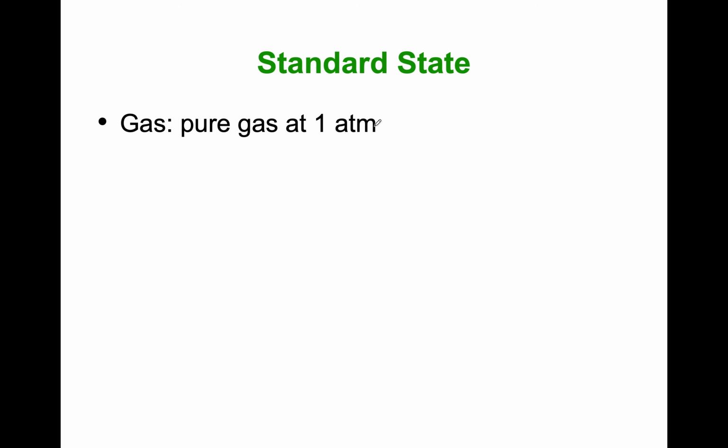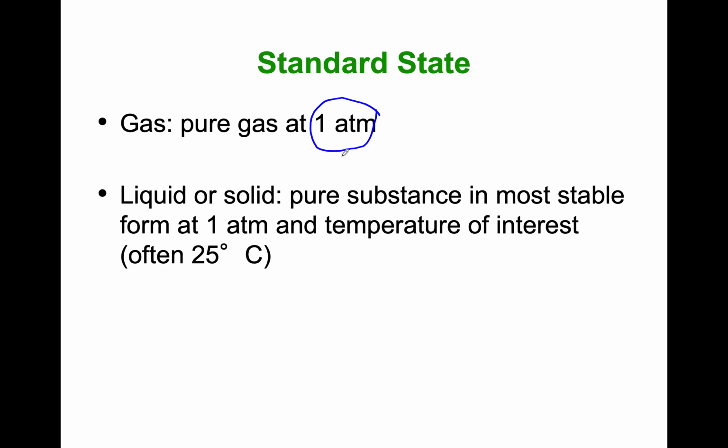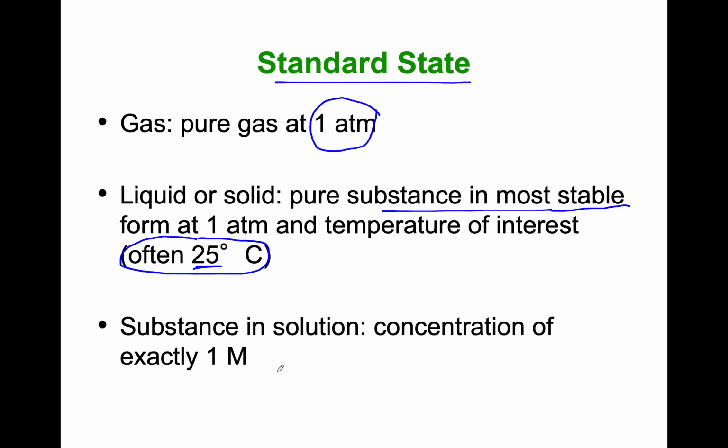If it's a gas, that means it has an actual pressure of 1 atmosphere. Okay. If it's a liquid or solid, it's the most stable form of the element, and the temperature can vary. Actually, this isn't standard temperature and pressure, STP. This is standard state, but usually we look at this at 25 degrees Celsius. If it's a solution, it's got to be 1 molar. So these are all the standard states.